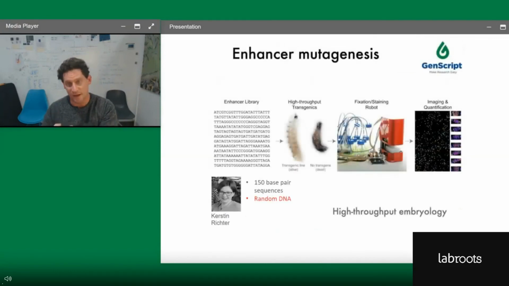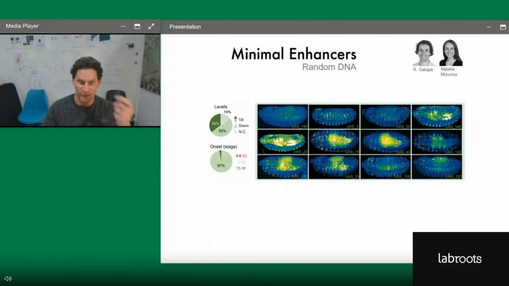So for this, GenScript actually ended up providing us this very nice library of totally random sequence, right? So we could put this through the pipeline. This sequence has never seen selection. It doesn't have anything impinging upon its fitness. Now if we test these totally random patterns of DNA, what was really shocking to us is that, unlike the things that we were mutating, if you just look at where they're driving expression in the embryo, these things really go crazy.